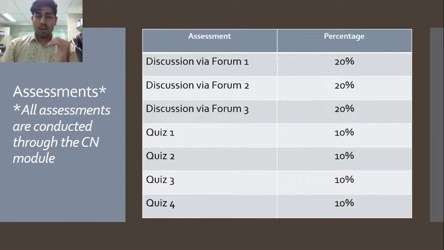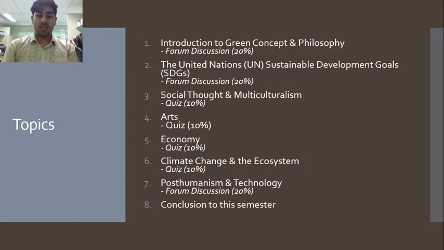And then we're going to have 4 quizzes, 10% each. This is a more traditional type of quiz. They're short quizzes, and they will be done on the course networking module, and you'll get maybe 2 or 3 tries, and that is going to be your grade on it. Those quizzes are specific to the lectures that have been assigned in this slide.